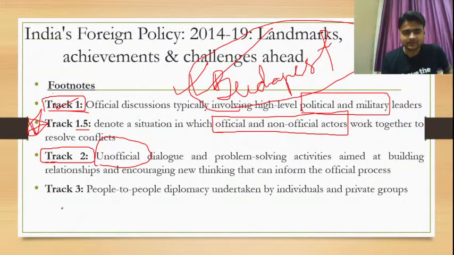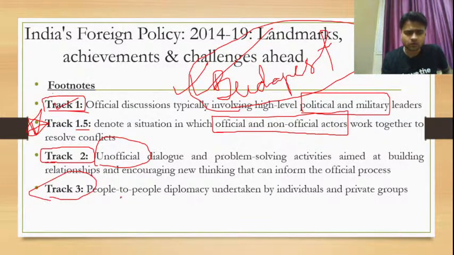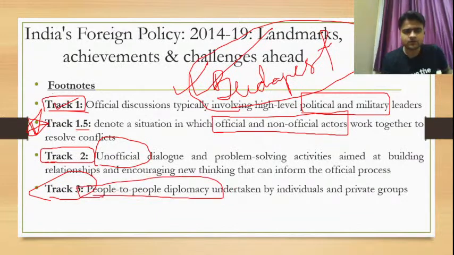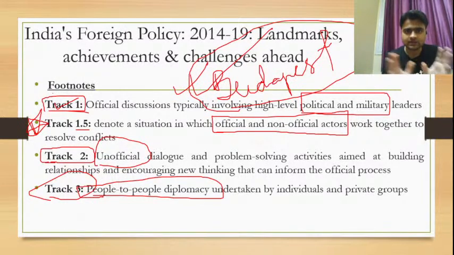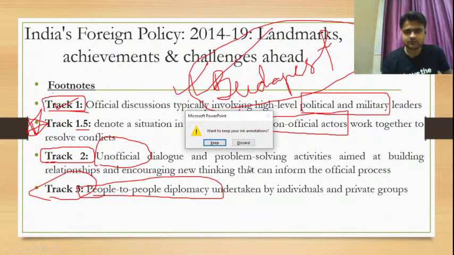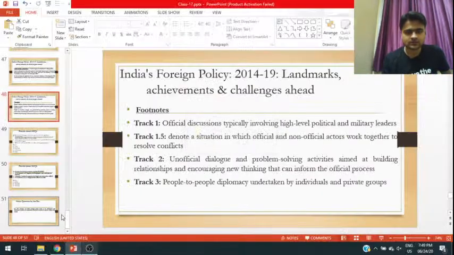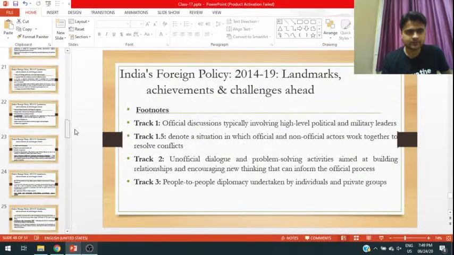Then track 3, as told correctly by Megha and Kiran and all other people, is people to people diplomacy. So it is so easy, isn't it? Track 1 official, government, political and military. Track 1.5 official plus non-official. Track 2 unofficial. Track 3 people to people. Done. So I hope now it is clear. Give me just 1 minute. We will roll back to our actual slide which we were discussing.